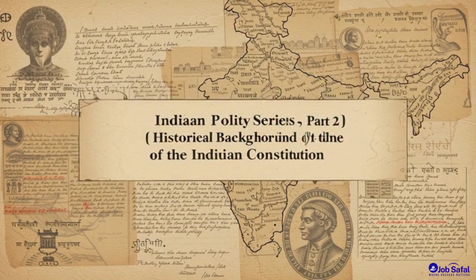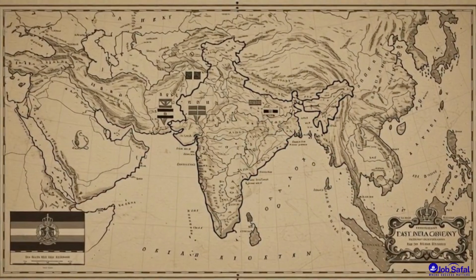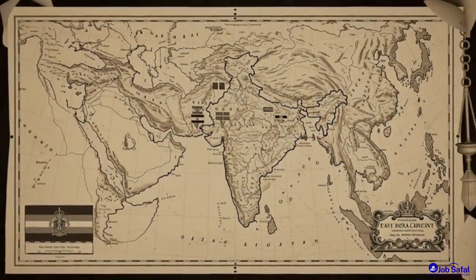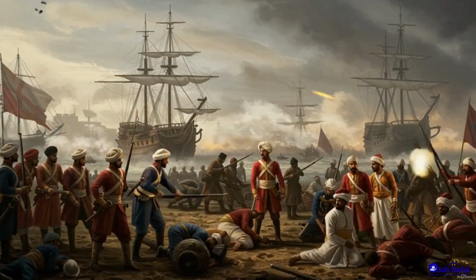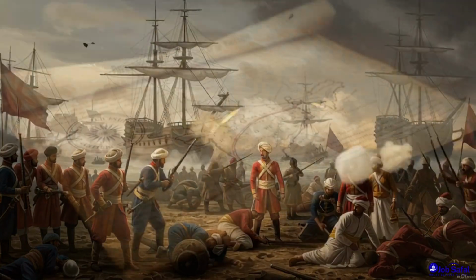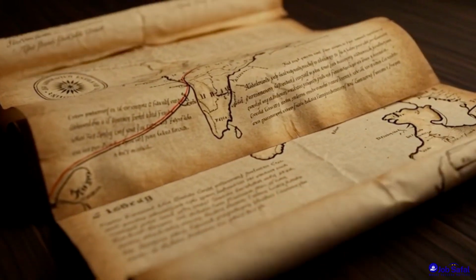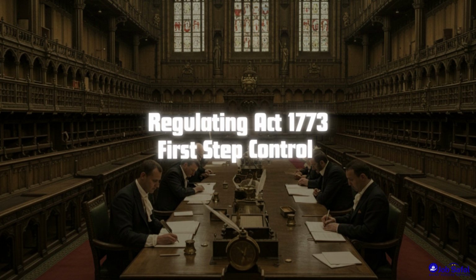Before 1858, India was not directly ruled by the British Crown. Instead, it was under the control of the East India Company, a private trading company that gradually took political power after the Battle of Plassey in 1757. But as the company expanded, the British government began interfering through a series of acts.